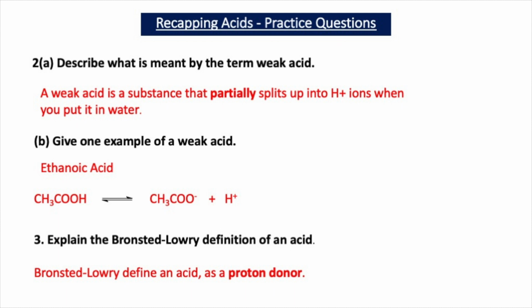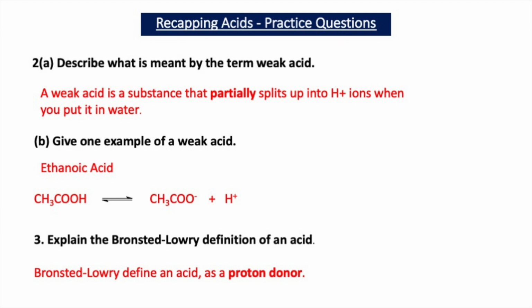Now question 2a is asking you to define the term weak acid. Now a weak acid is a substance that partially splits up into H plus ions or protons when you put it in water. And an example of a weak acid is ethanoic acid. You could also say propanoic acid, butanoic acid, or you could also say phenol, which we're going to talk about today.